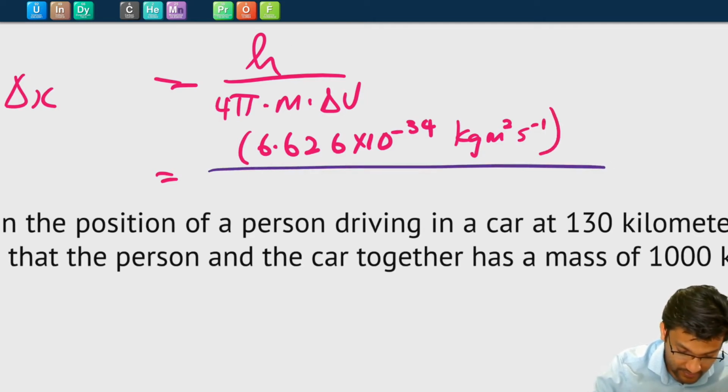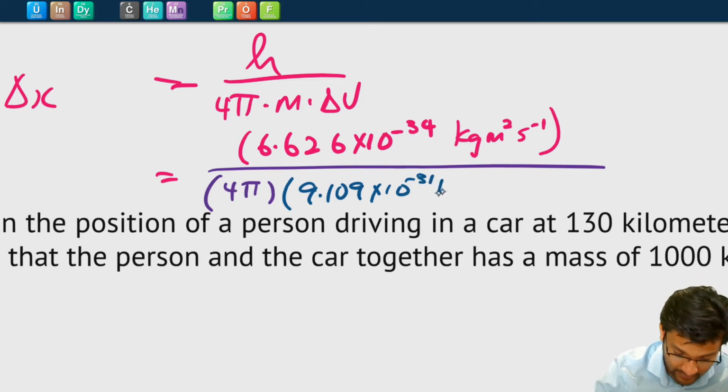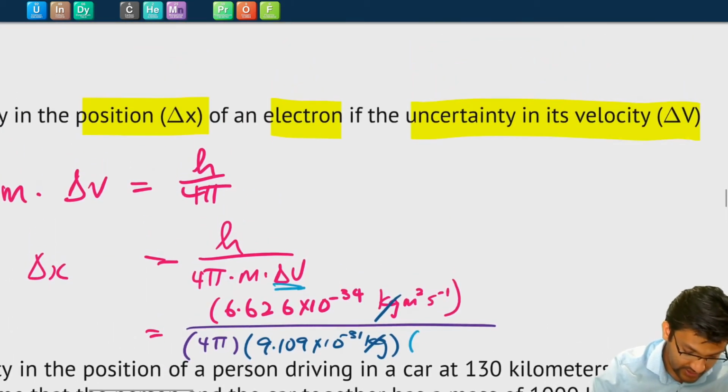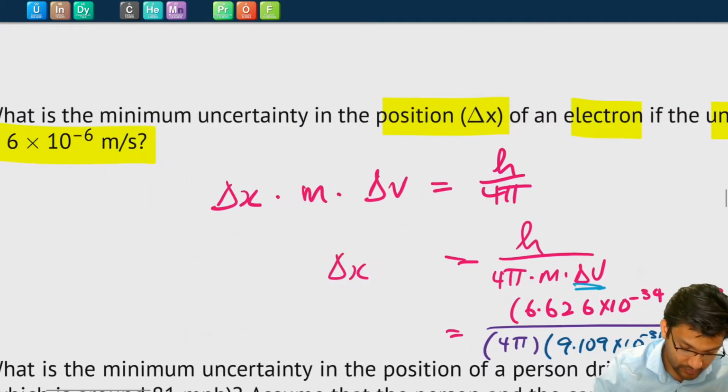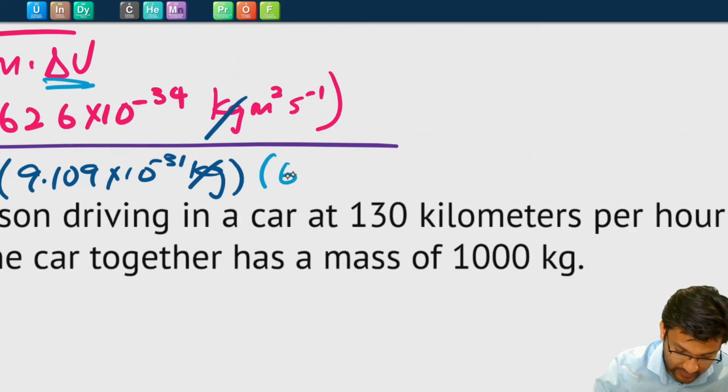divided by the 4 pi, right, that's important, times the mass of the electron, which we know as, what is the mass of the electron? 9.109 by 10 to the minus 31 kilograms. So that kilograms will cancel out, times the uncertainty, delta v, the uncertainty in the velocity, which they give us as 6 by 10 to the minus 6 meters per second.